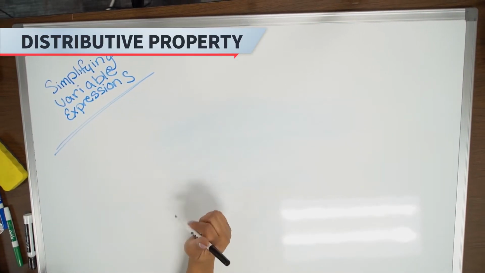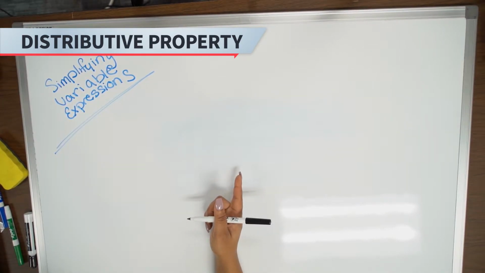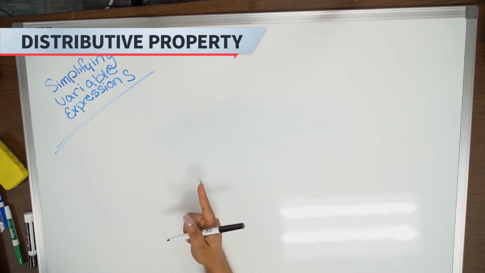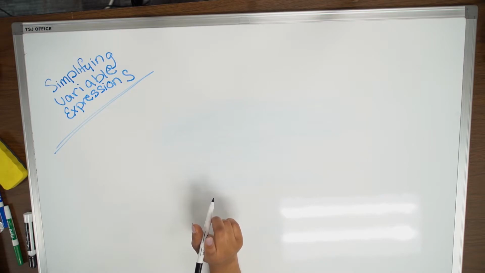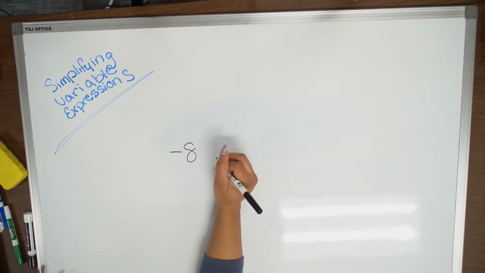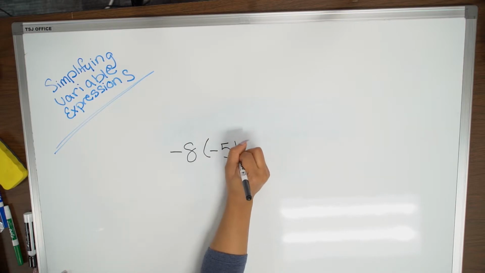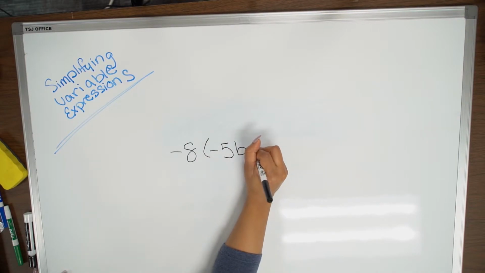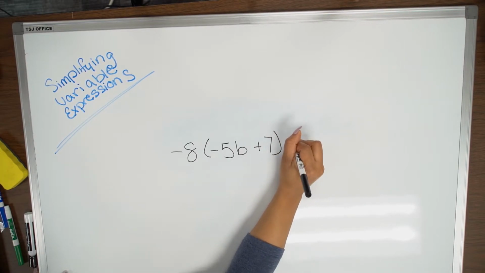All right, now we're going to do problems where we simplify, but we have to do the distributive property first. So let's start with this one. Negative 8. Yep, that's much better. You can see that. We have minus 5b plus 7 plus 5b.